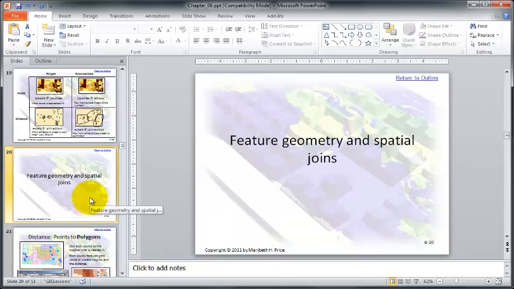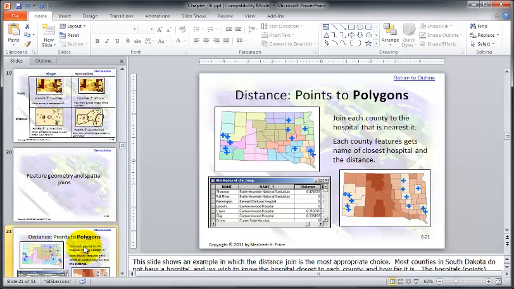Feature geometry and spatial joins. A distance, points to polygon. You can join each county to the hospital that is nearest it. Each county feature gets the name of the closest hospital and the distance. And as you can see down on the bottom, most counties in South Dakota do not have a hospital, and we need to know the hospital closest to each county and how far it is.